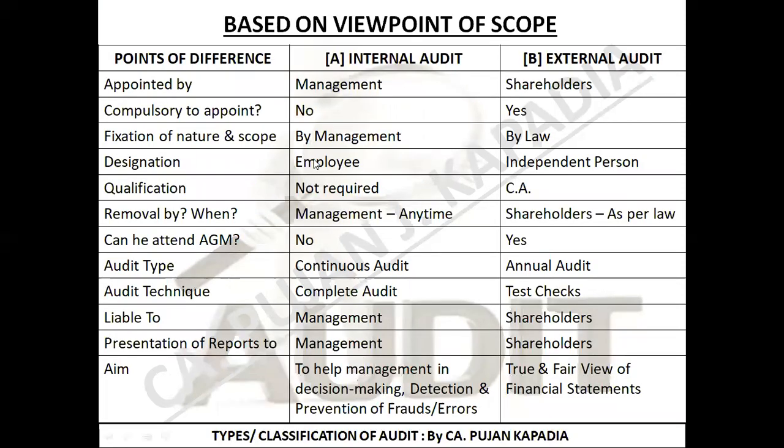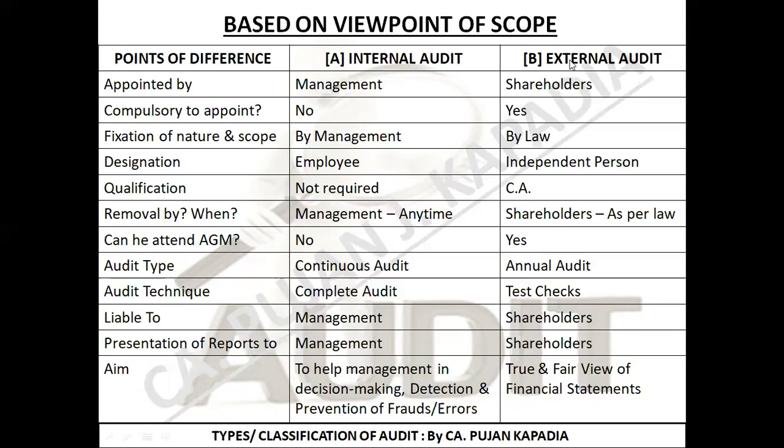Next was on the basis of the scope, under which I have covered 3 points. The first two were internal audit and external audit. Broadly speaking, internal audit is the one where the auditor is appointed by the management to audit the day-to-day business transactions of the business. So basically here, the auditor is just like an employee. He is appointed by the management to do the day-to-day audit of the transactions.